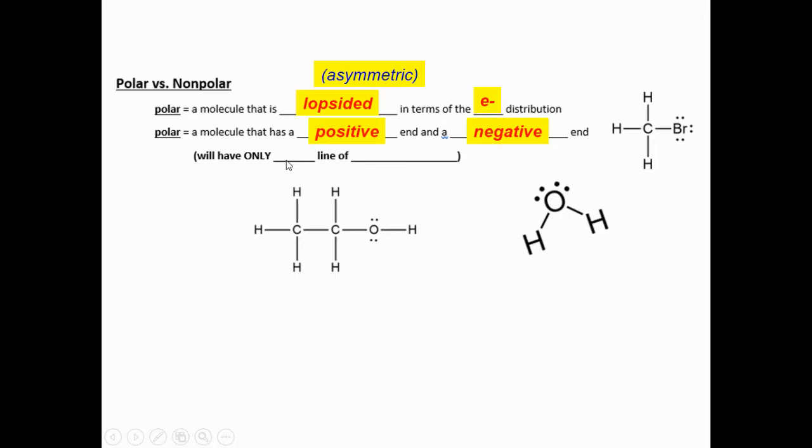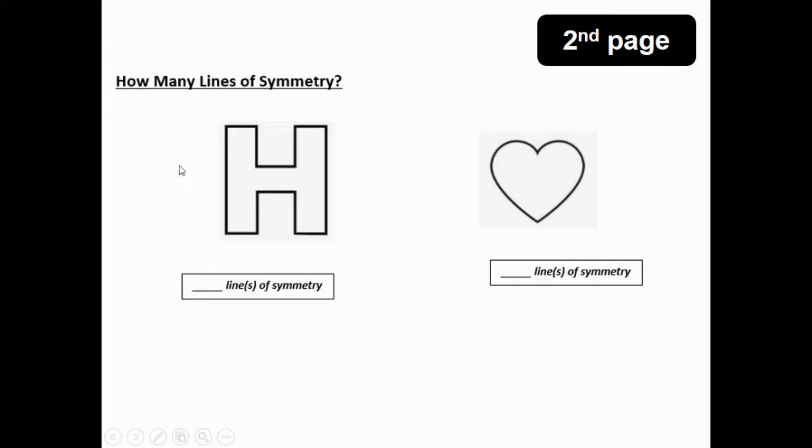Now we can also talk about lines of symmetry. Polar molecules will have one line of symmetry or maybe sometimes no lines of symmetry. Now what's a line of symmetry? Okay, here we go. On page 2 of the notes, imagine you have a heart drawn on paper and you want to fold the paper so that you have two halves of the heart that are identical to each other. Well, there's only one way to do that.